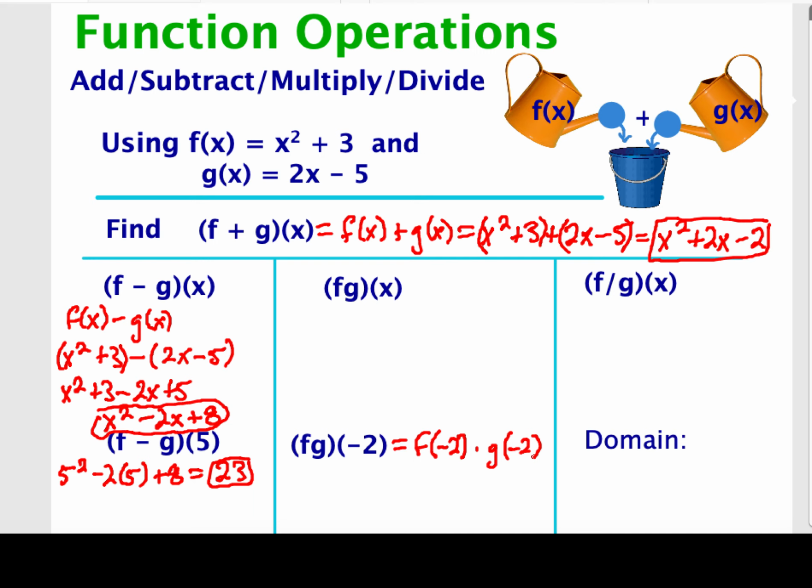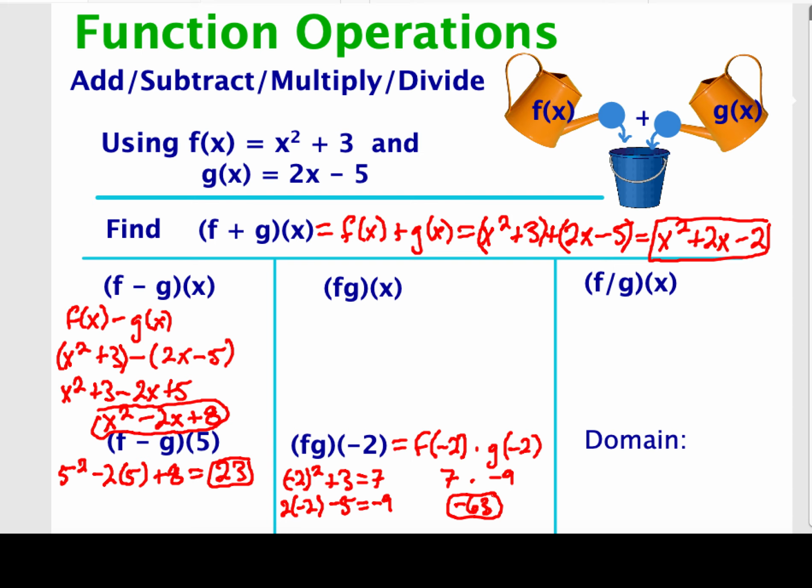So f of negative 2 is going to be negative 2 squared plus 3. G of negative 2, right, is going to be 2 times negative 2 minus 5. So again, we've got 4 plus 3 is 7. And over here, we've got negative 4 minus 5 would be negative 9. So 7 times negative 9, and a final answer of negative 63.